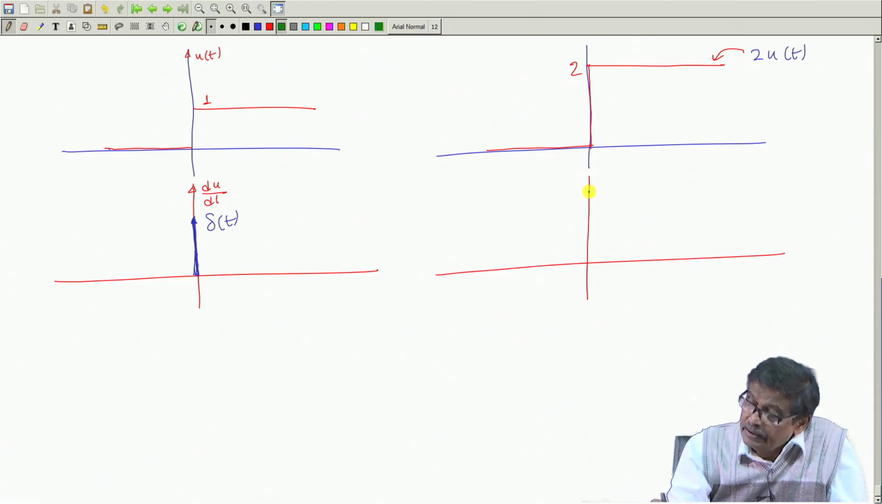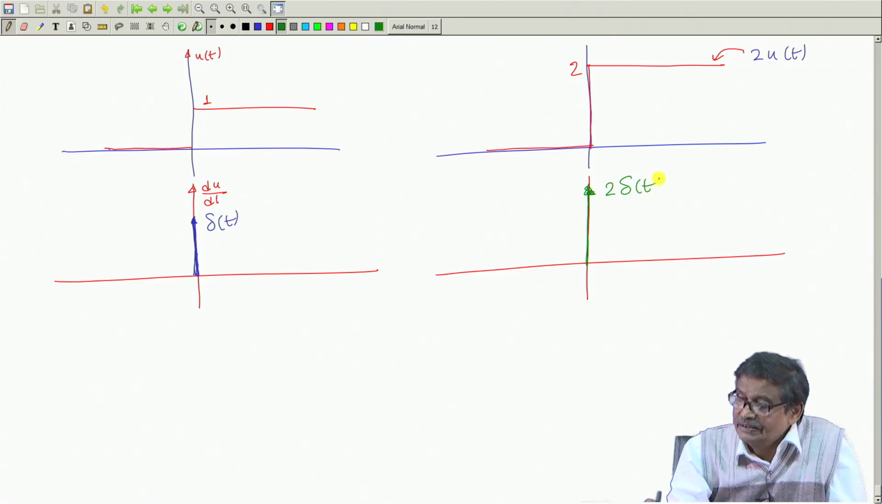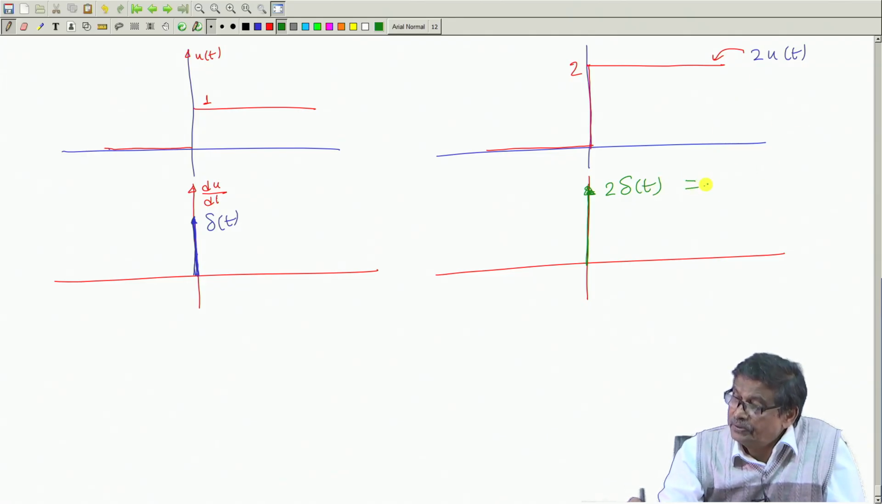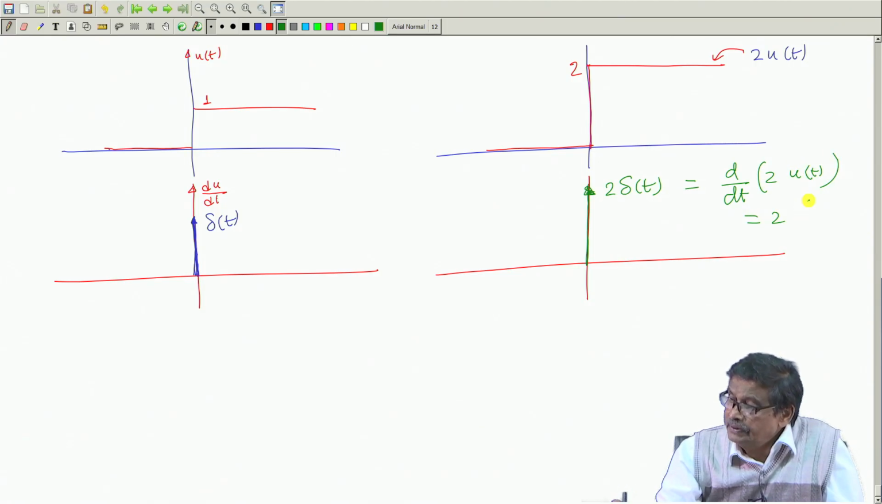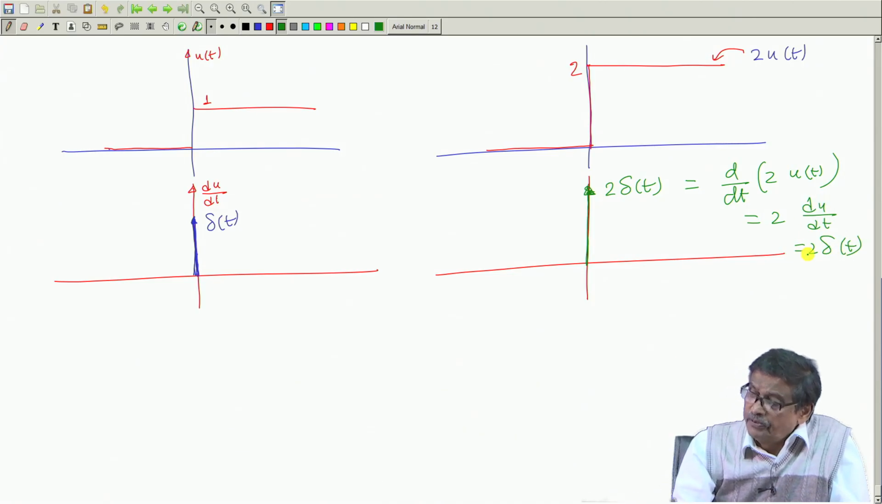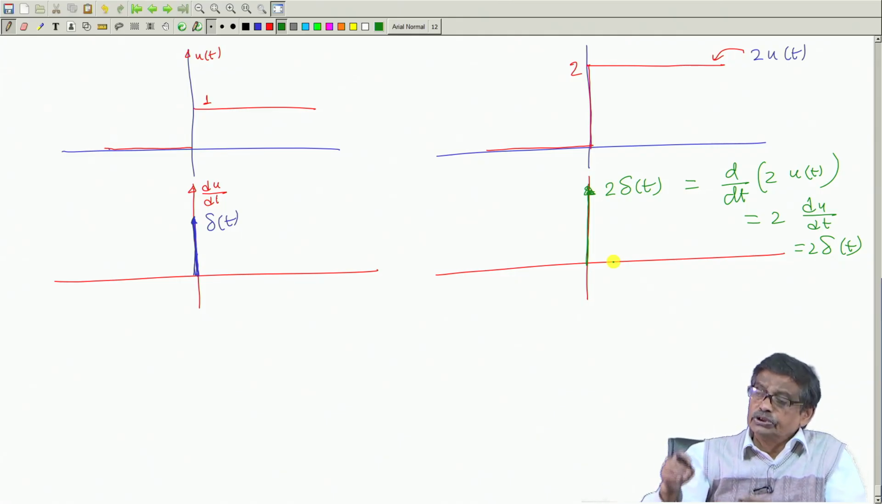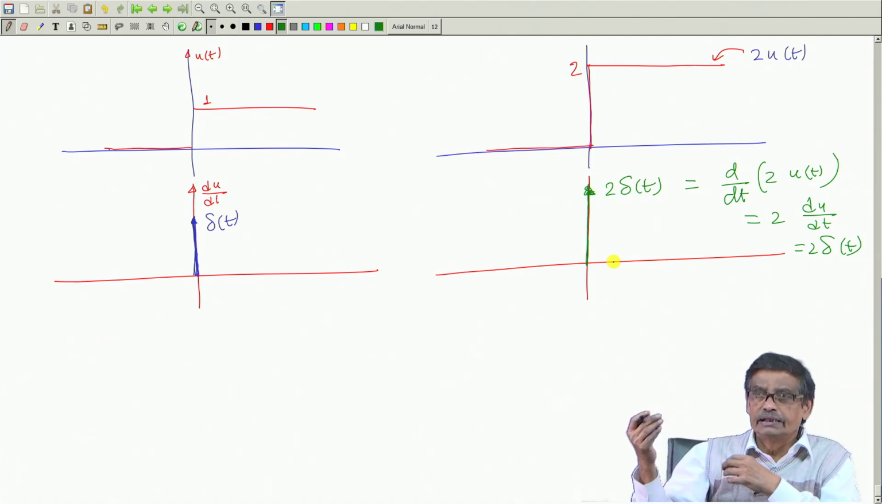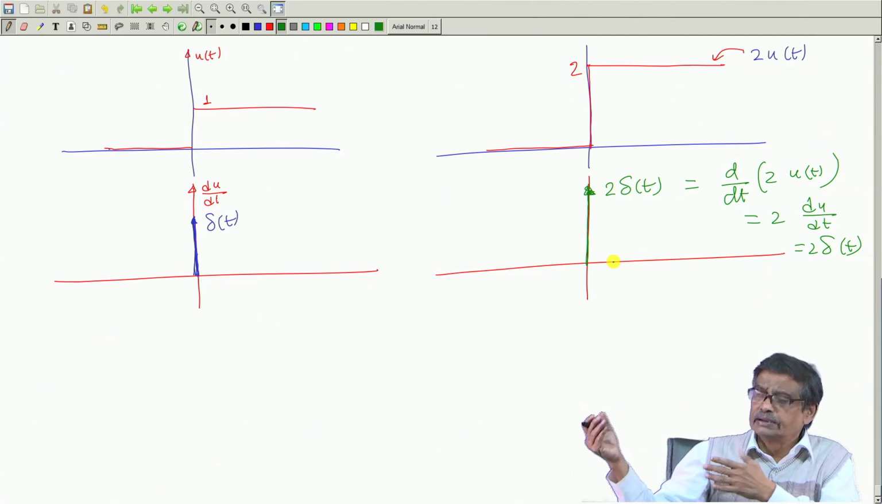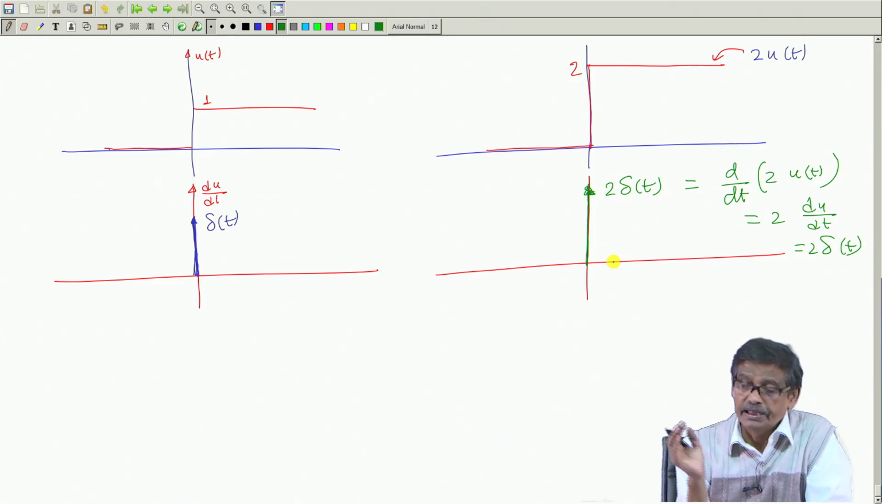So, you will still get an impulse, but you should write it as 2 delta(t). So, d/dt of 2u(t) is equal to 2 du/dt, which is equal to 2 delta(t). The impulse function is an important function in circuit analysis, which we will explore further in some later lectures.